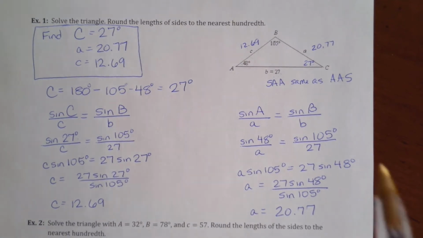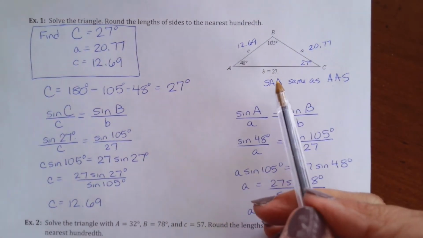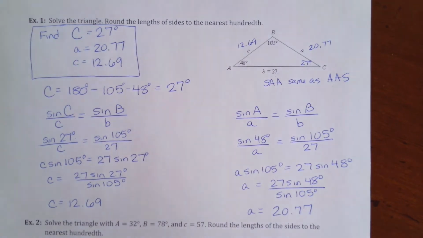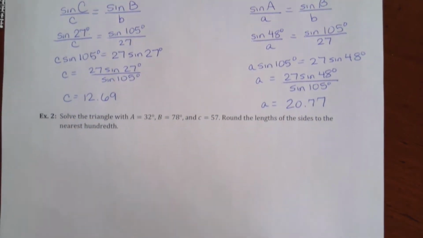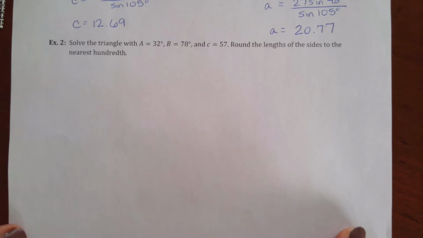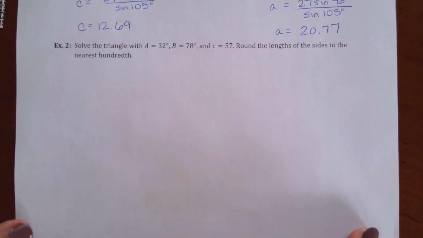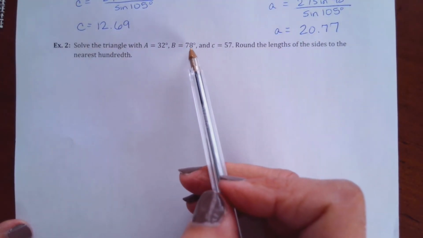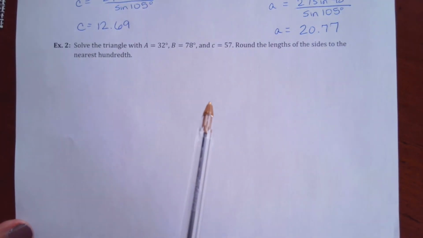Angle, side, or side, angle. When you're given the two angles and a side, that's the basic step. All right, and so is number 2. So let's look at number 2. Solve the triangle with angle A 32, angle B 78, C is 57.